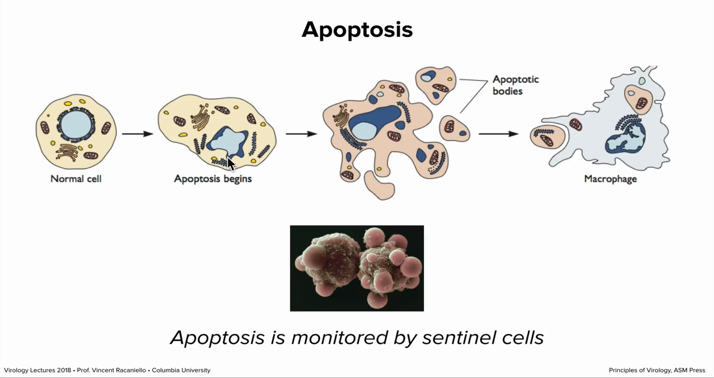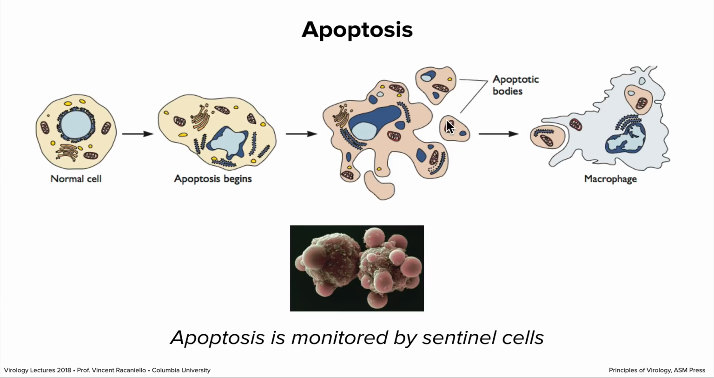Virus infection triggers apoptosis. The cell responds by peeling off bits of its cytoplasm. These are called apoptotic bodies. And eventually the cell will die. Many other changes occur in this cell. But the host actually monitors apoptosis.